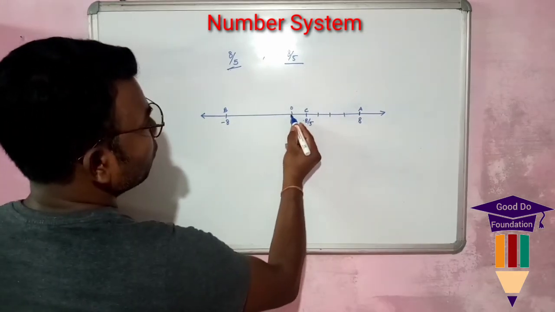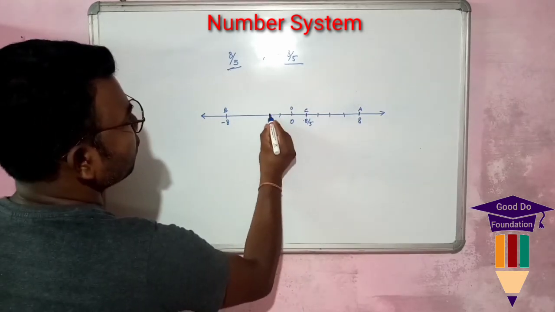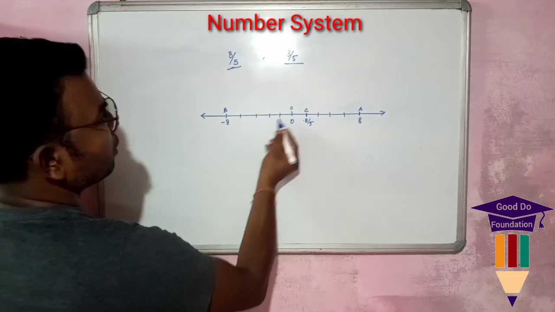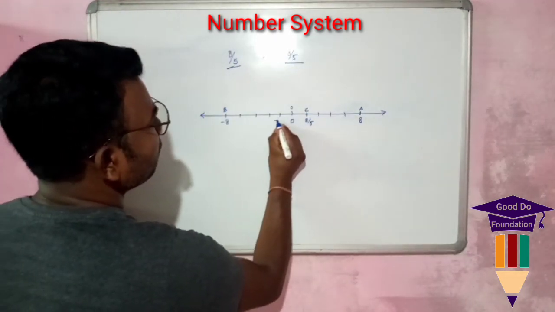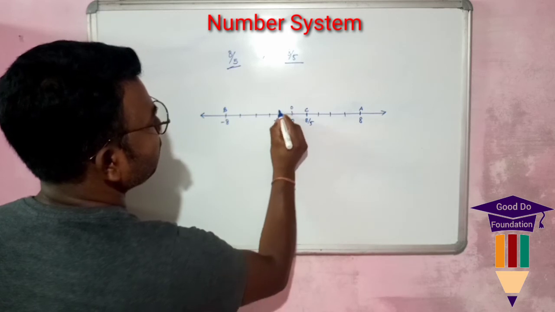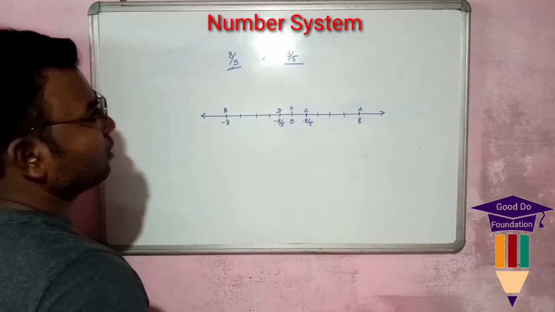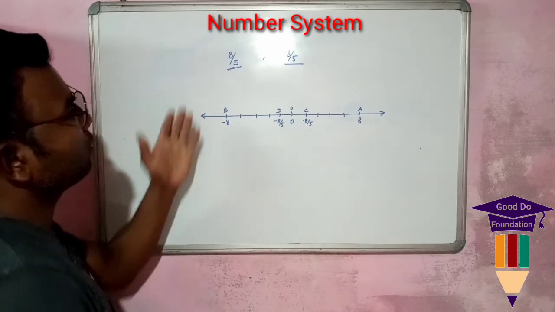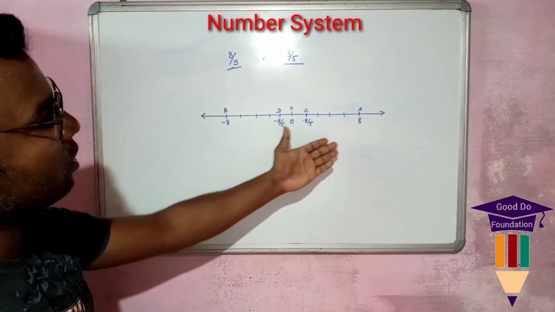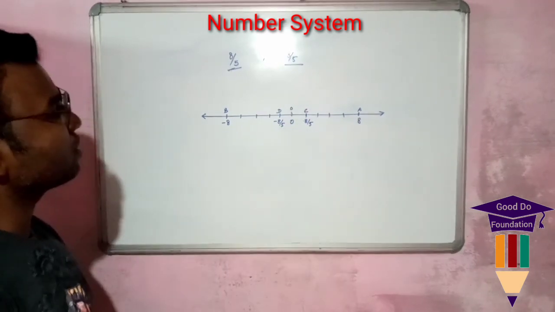So C position will be 8 by 5. Similarly, I am going to divide this side into 5 equal parts, and one part of this will be minus 8 by 5. Position as D. Understood? Now, whenever you want to represent a number on a number line, you can simply adopt this process and you can represent it.